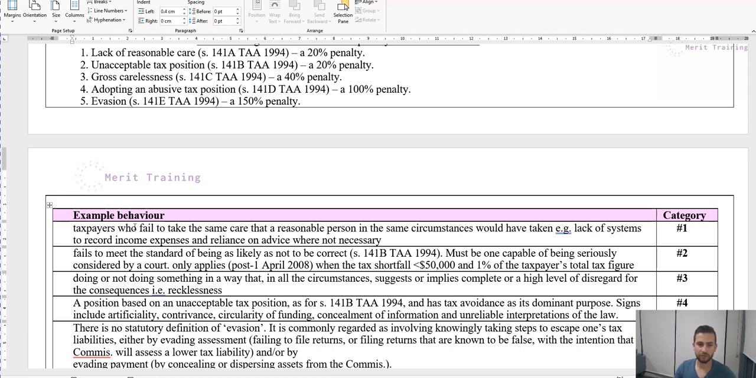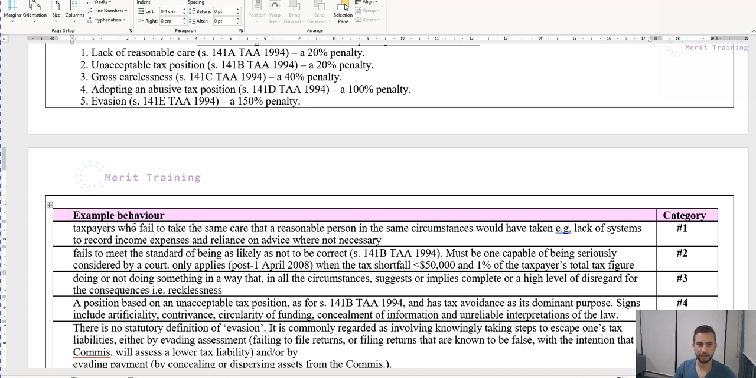Number 3 is an example of gross carelessness, which is starting to get a little bit more serious because this has a 40% penalty. An example of that is doing or not doing something in a way that all the circumstances suggest or imply complete or high-level disregard for the consequences. In other words, recklessness.